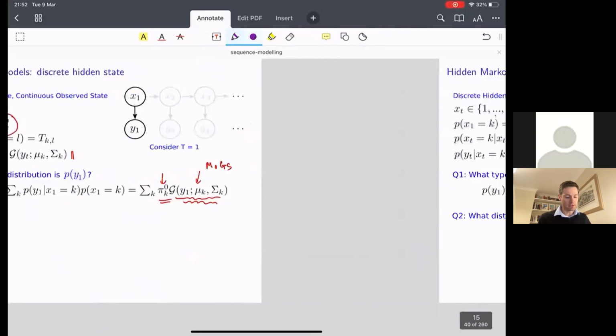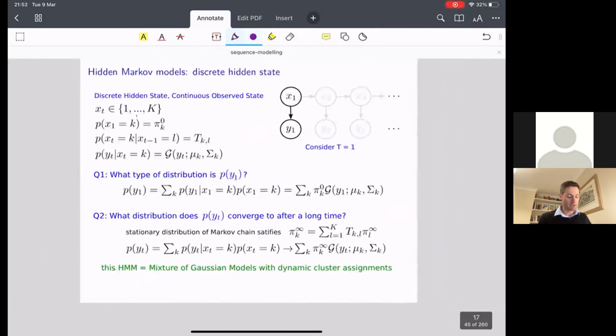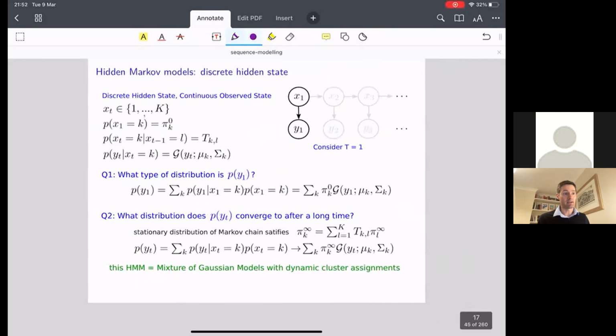So you can think of this particular hidden Markov model, where we've got continuous observed states and discrete hidden states, as a generalization of the Gaussian mixture models, where there are dynamic cluster assignments, and the dynamics in those cluster assignments is governed by the transition matrix T.